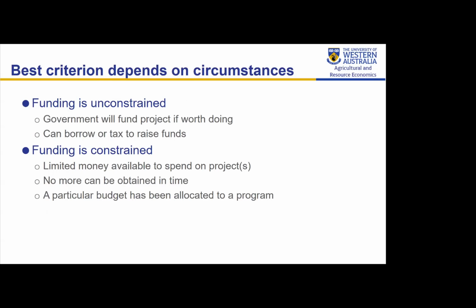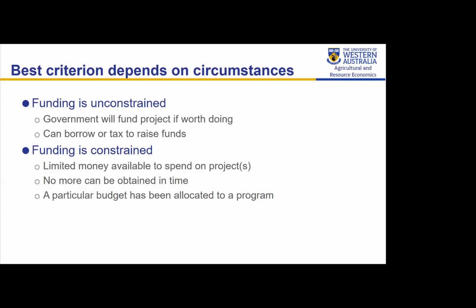So the reason that some people go astray, some textbooks and some guidelines go astray, is that they don't recognise that the best decision rule or the best decision criterion depends on a couple of, or actually several possible circumstances. I'm going to talk about two initially. The first set of circumstances is whether we're talking about making a decision where the funding is constrained or not constrained. So if I say the funding is unconstrained, it's probably a government that's making the decision, and they can obviously borrow or they can tax to get in more money if they need to.